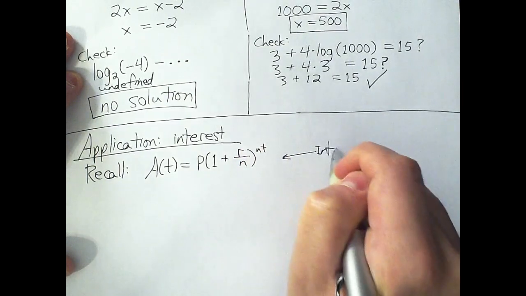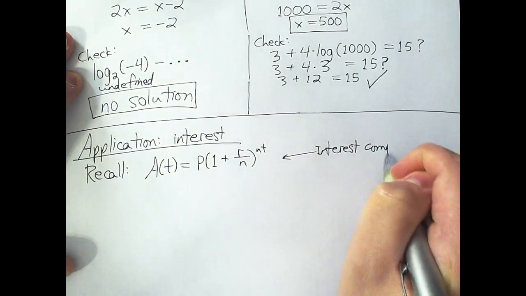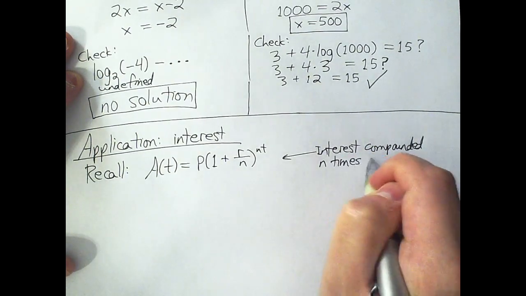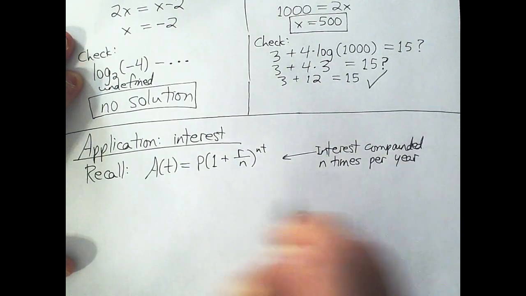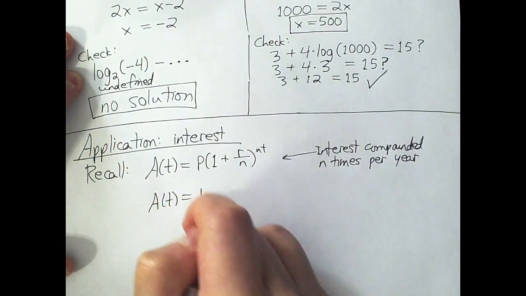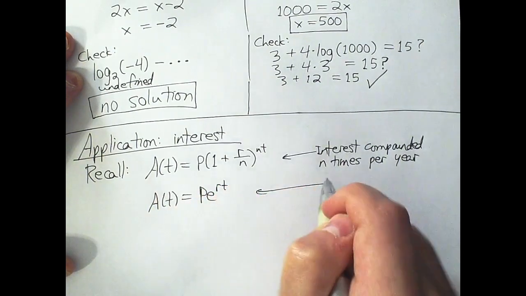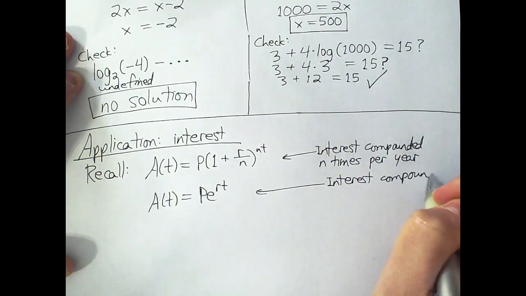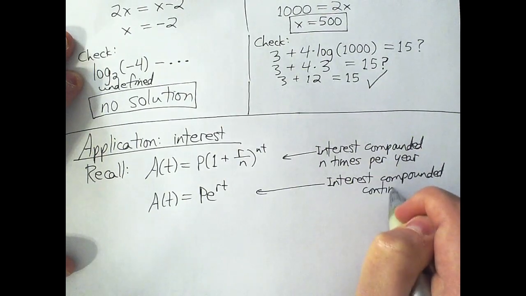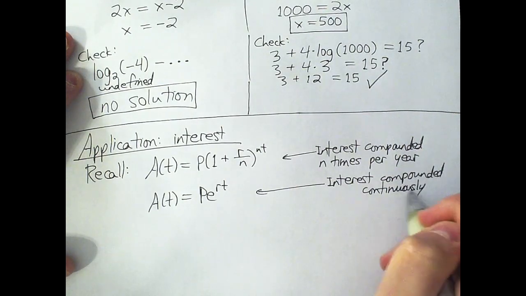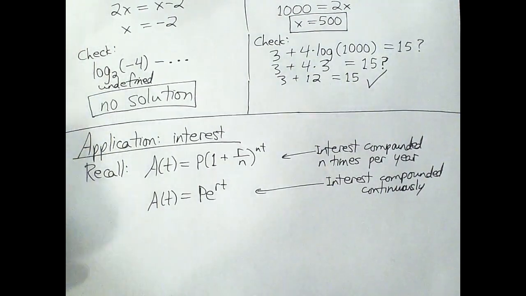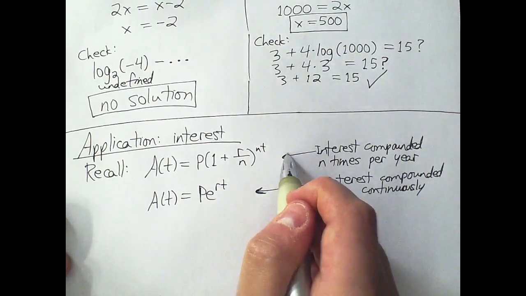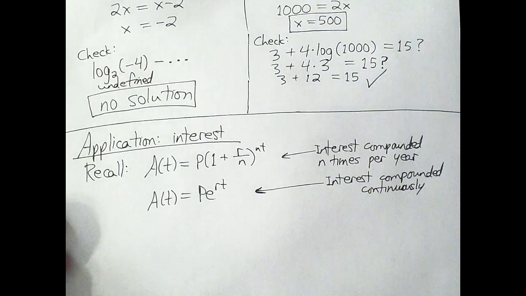This is for interest compounded n times per year. And A of t equals P e to the rt. This is for interest compounded continuously. And you use the formula that's appropriate to the problem. If the problem says it's compounded continuously, use the second formula. If it says it's compounded monthly or annually or daily or weekly, whatever, you use the first formula.